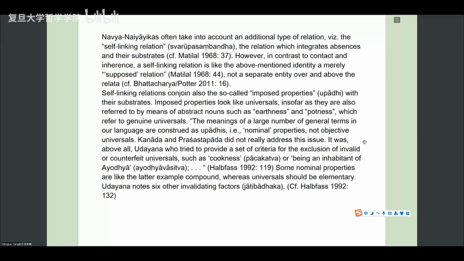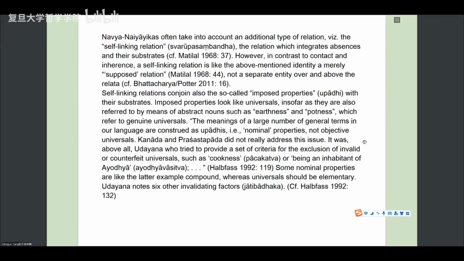Some of the Navyanyayikas had the feeling we don't want to assume too much in our system of ontological categories. We don't want to admit too much. If we have just contact and inherence, they are real entities, that's enough. But the other relations must be there also somehow, because for them it didn't make much sense to say that an abhava, for instance, is in contact with something or inheres in something. But they are rather conceptual devices.